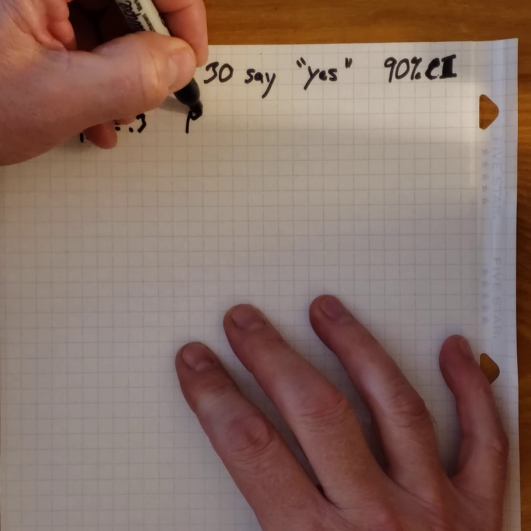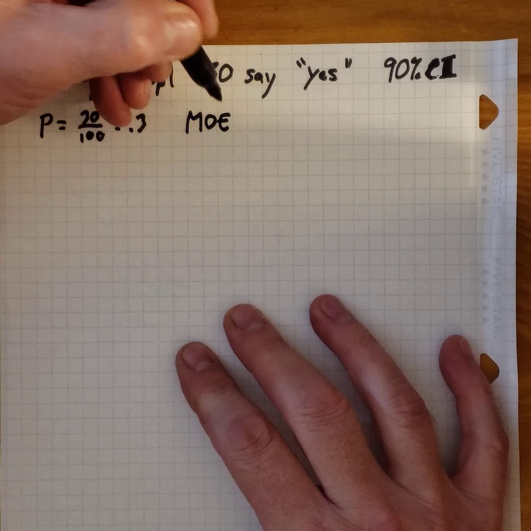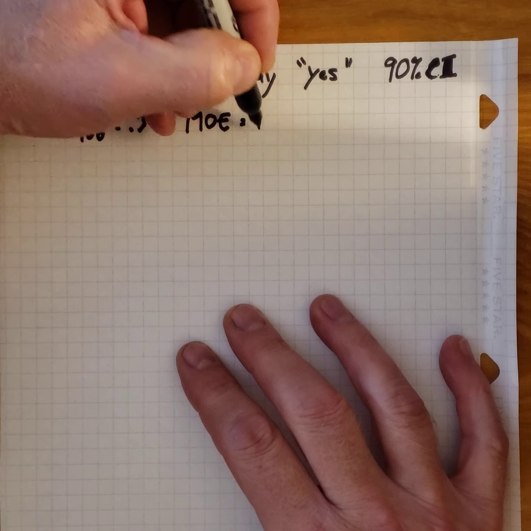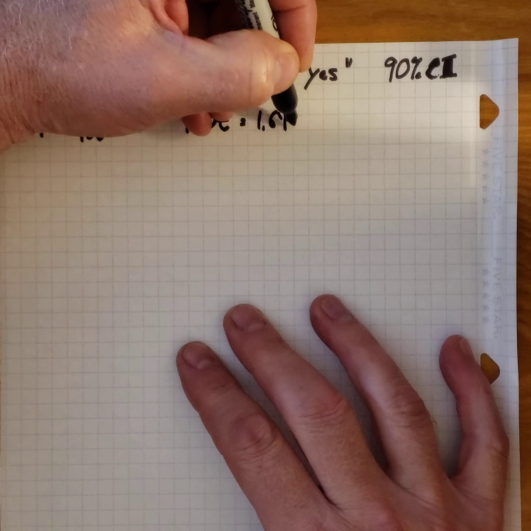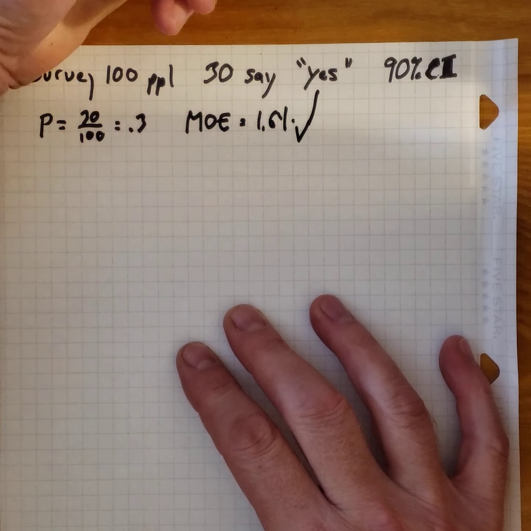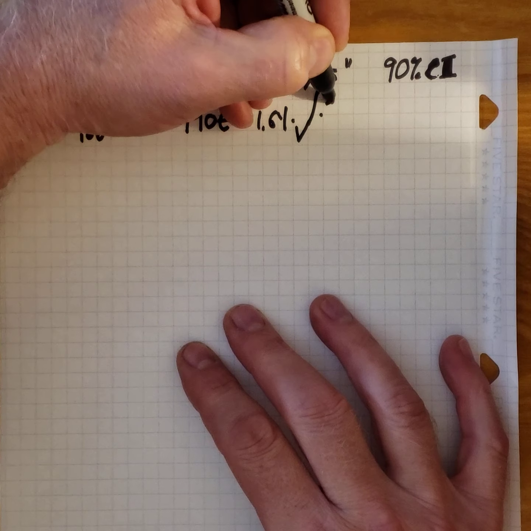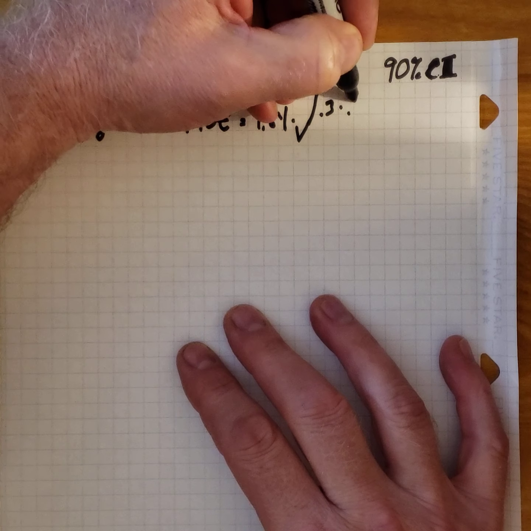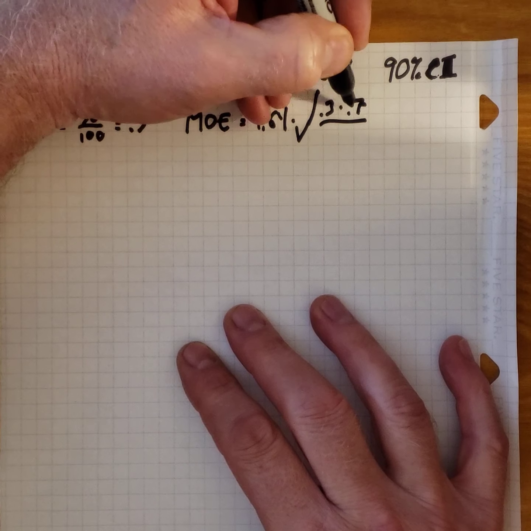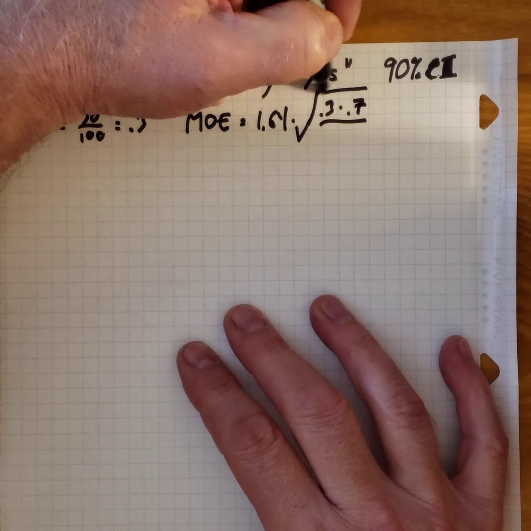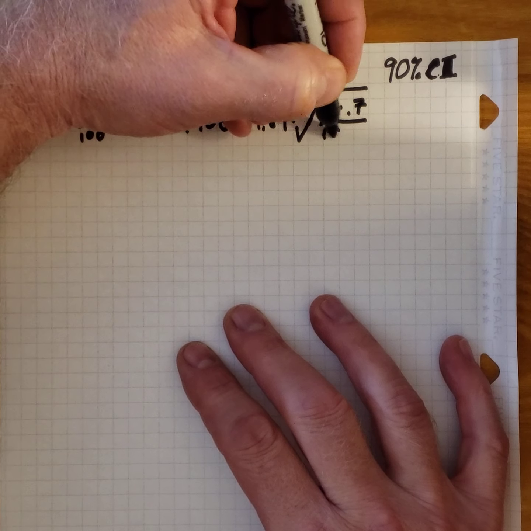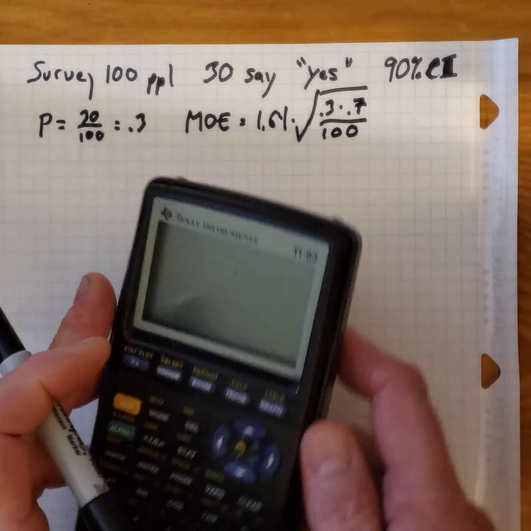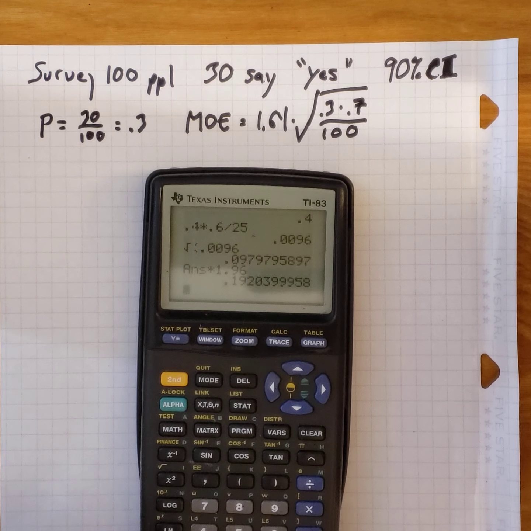And then our margin of error is going to be the z-score associated with 90%, or 1.64, times the square root of p times q, which is just 1 minus p, right? The percentage that would not say yes, so 0.7, and that all divided by n. Okay, that will give us our margin of error.